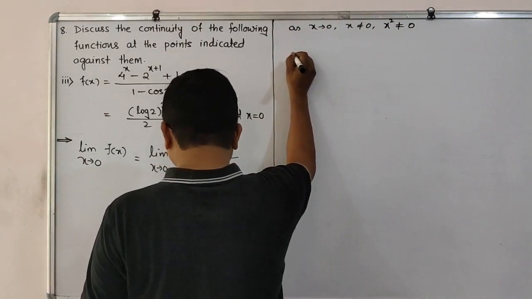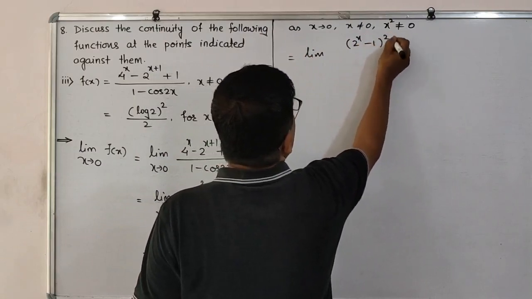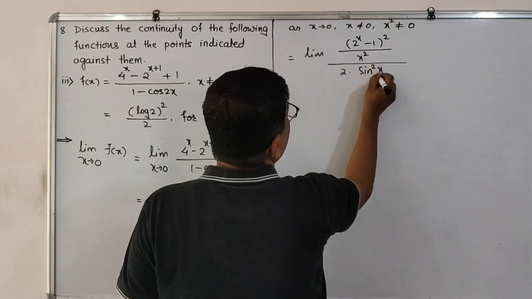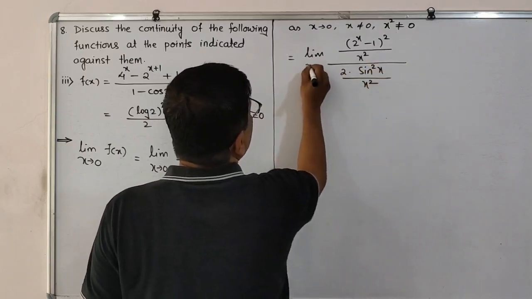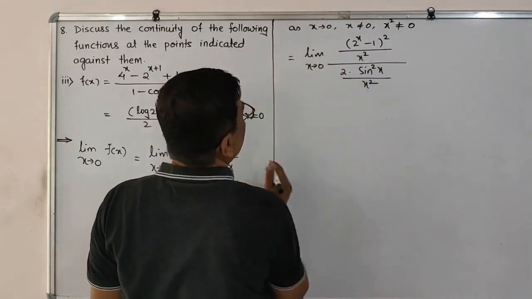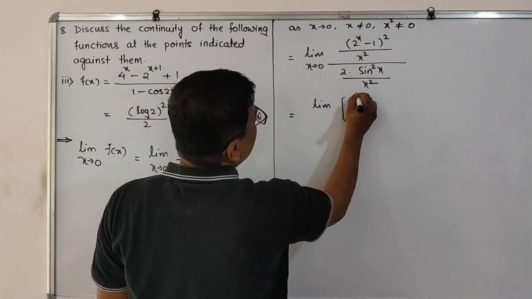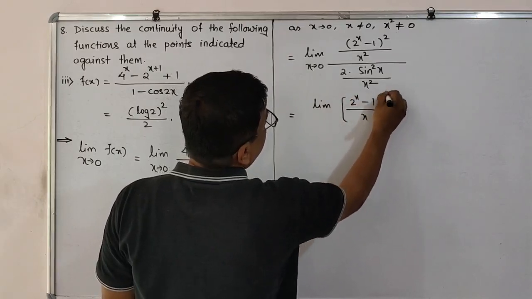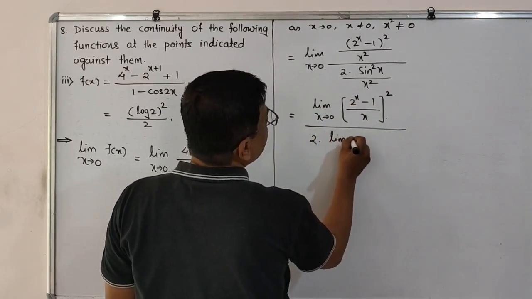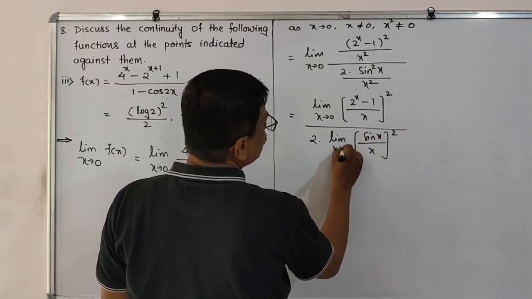We have it is equal to limit of 2 raised to x minus 1 whole square upon x square divided by 2 into sine square x divided by x square as x tends to 0. Now separate the limit for numerator and denominator. We can take this 1 by 2 outside the limit, or we can write limit of 2 raised to x minus 1 divided by x whole square as x tends to 0 divided by 2 into limit of sine x upon x whole square as x tends to 0.